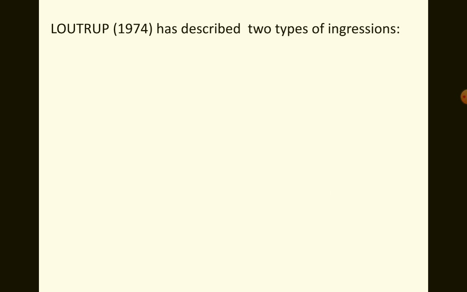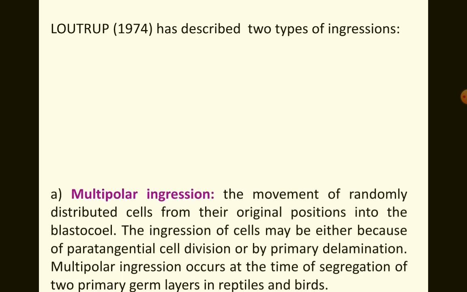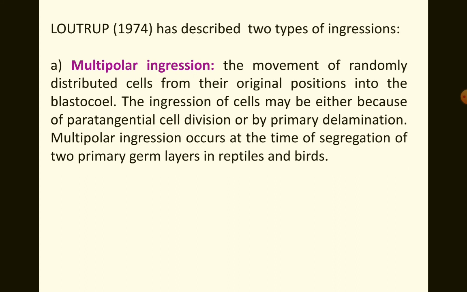Now Lothrop has described two types of ingressions. One is multipolar ingression, wherein there is movement of randomly distributed cells from their original position into the blastocoel. This ingression of cells may be either because of a paratangential cell division or by primary delamination. Multipolar ingression occurs at the time of segregation of two primary germ layers in reptiles and birds.